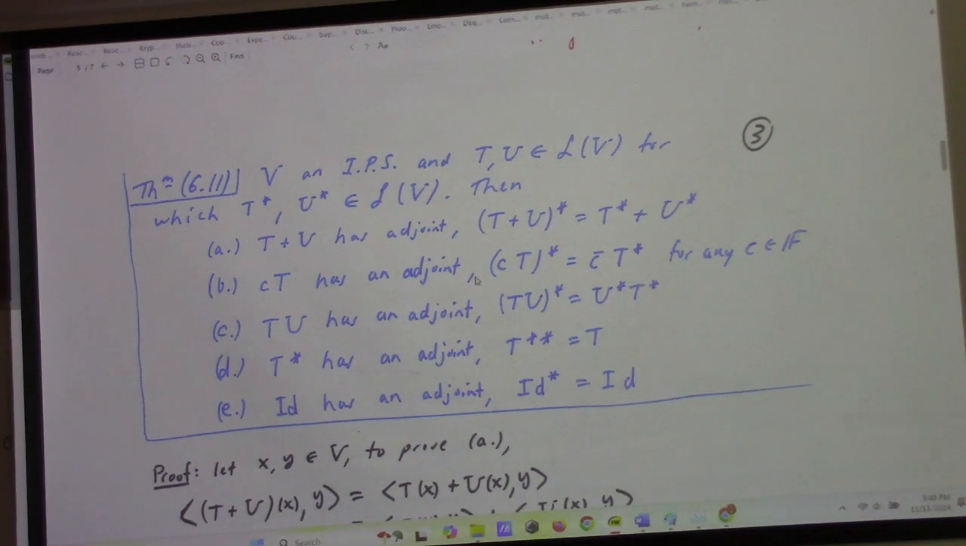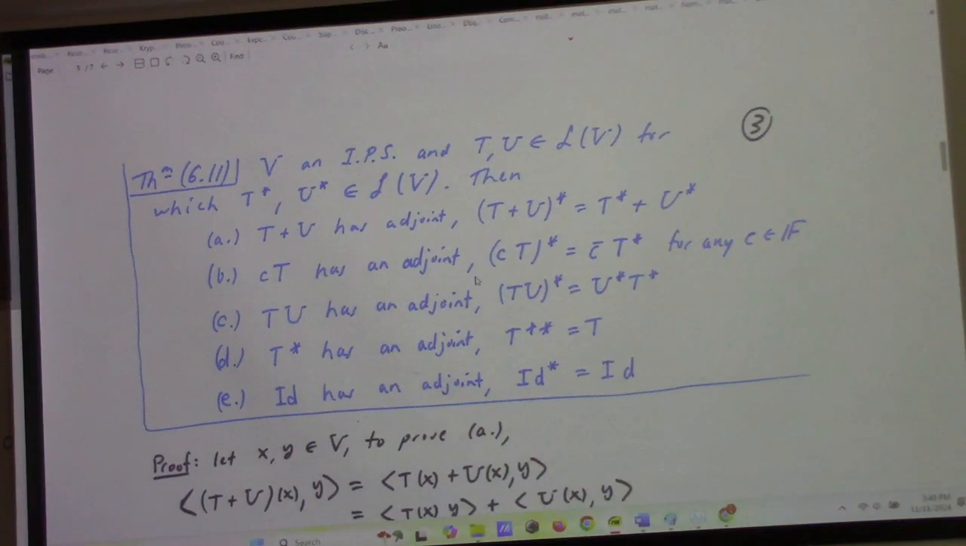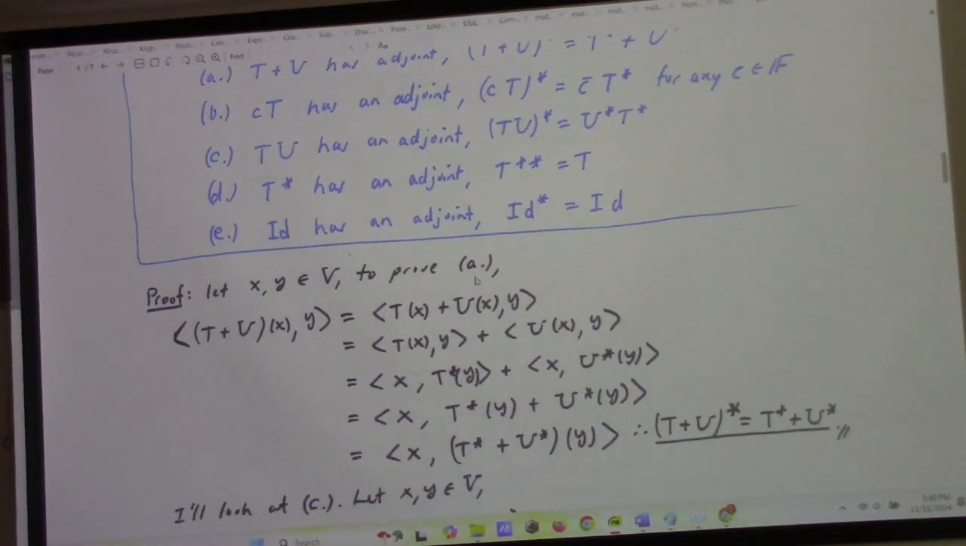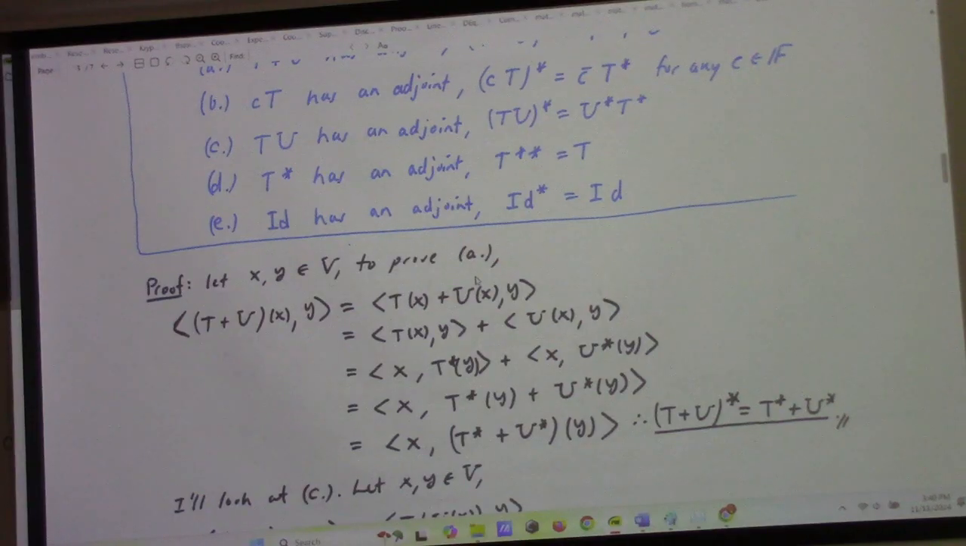The proofs of all of these are good. Thank you for giving me that on the test question. Every one of these is a decent test question, right? They really just meaningfully use the definition of the adjoint and the properties of the inner product. So the definition of T plus U is T of x plus U of x, which then, by axiom 1 of the inner product, I can break up the sum. Then I shift the operator over to the other side and make it the adjoint by the definition of the adjoint.